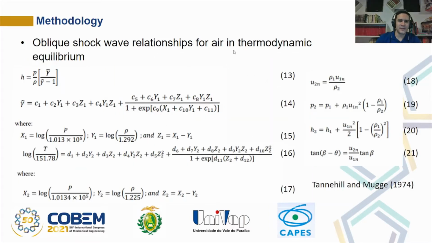And for air in thermodynamic equilibrium it is a little bit more complex because the specific heat ratio is no longer constant. It's a function of the pressure and the density. And these constants C and D we can find in the work of Tannehill and Mugge.